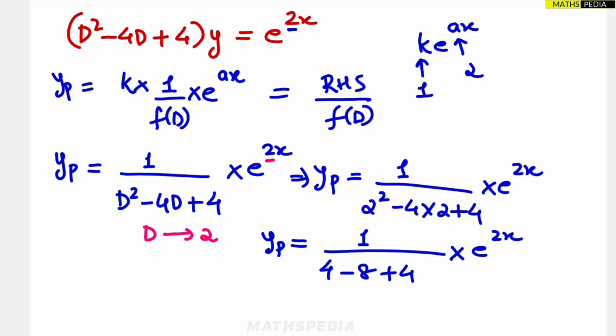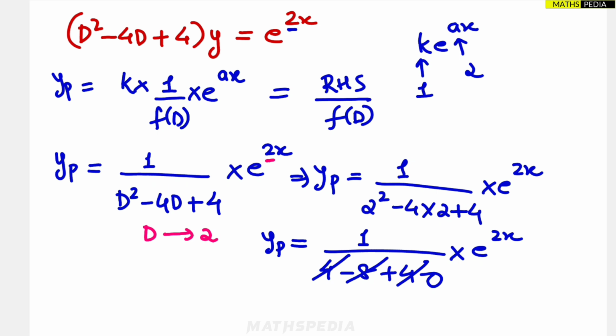Now observe carefully. This 4 and 4 will give you 8. 8 minus 8 is 0, right? So we are getting the denominator as 0. If we are getting the denominator as 0, we have to do one more step. You have to save this equation from getting that denominator 0. You cannot go and write it as 0.